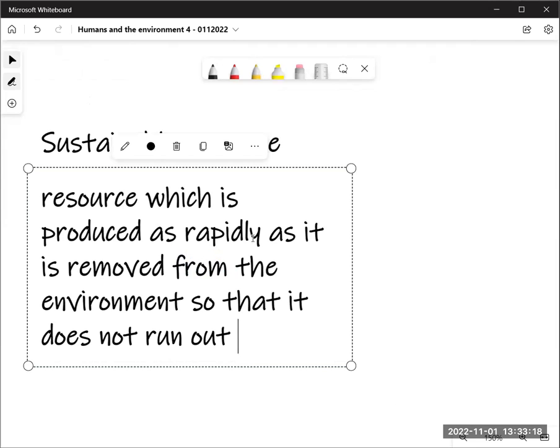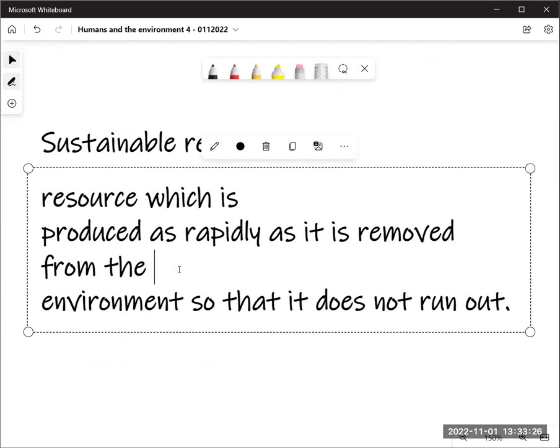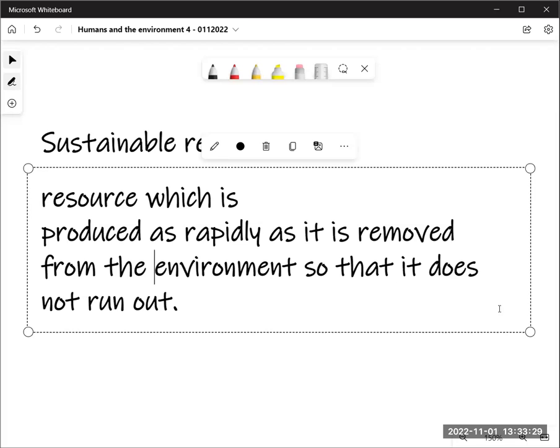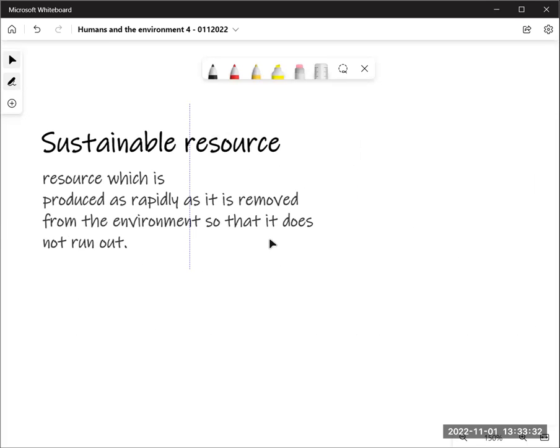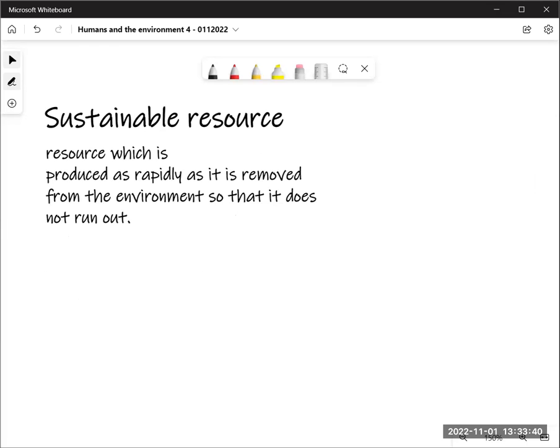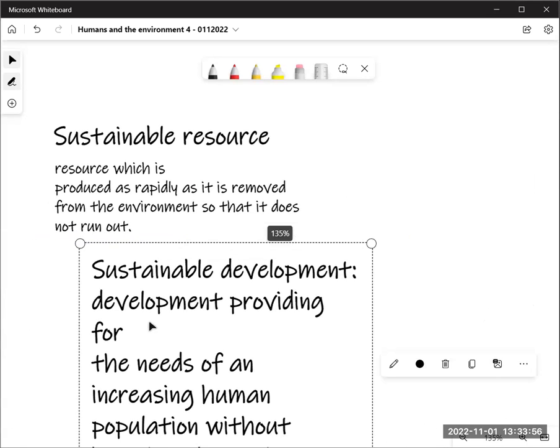A resource which is produced as rapidly as it is removed from the environment, so it does not run out. That is the definition directly from the syllabus booklet. The next thing you have to write is sustainable development.